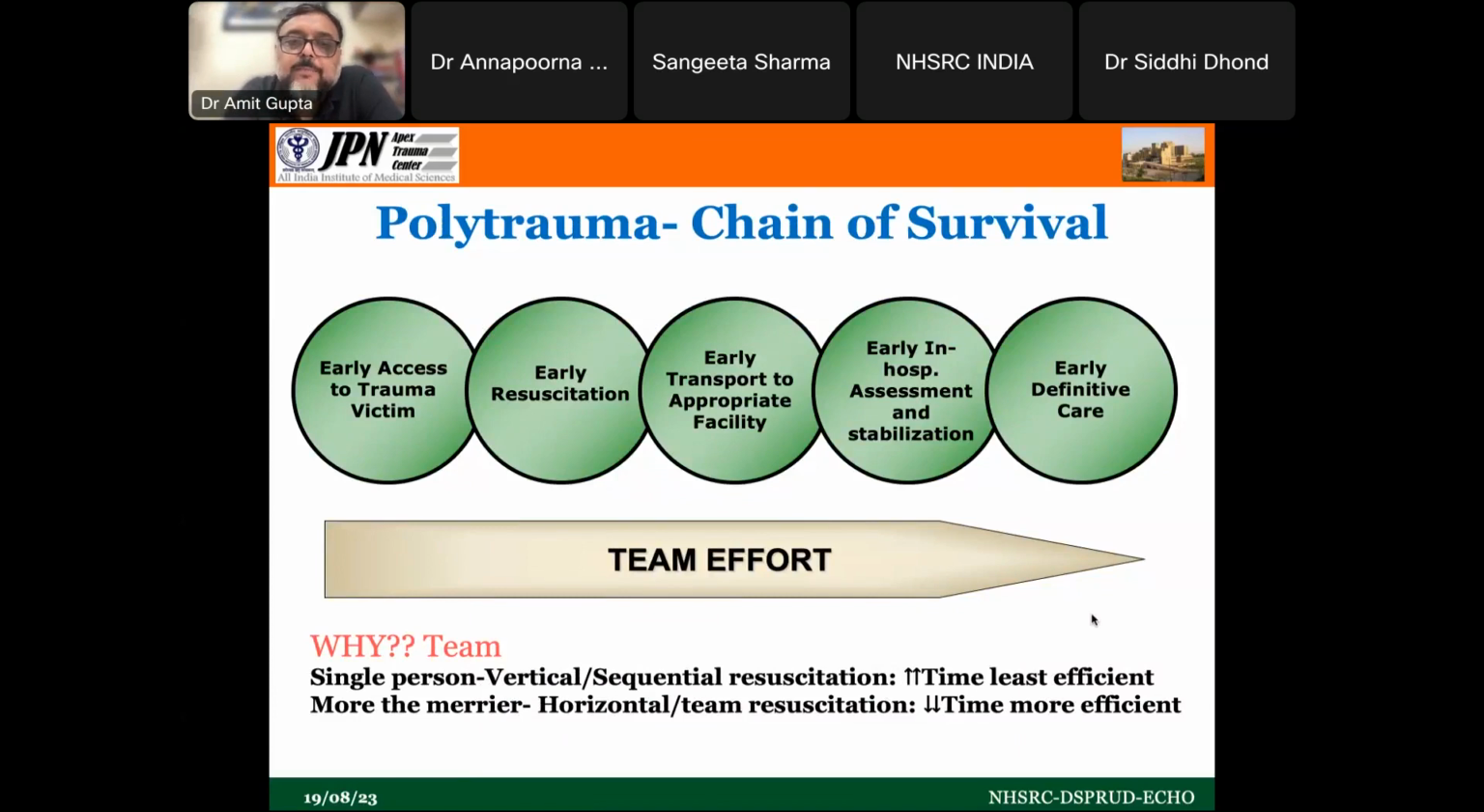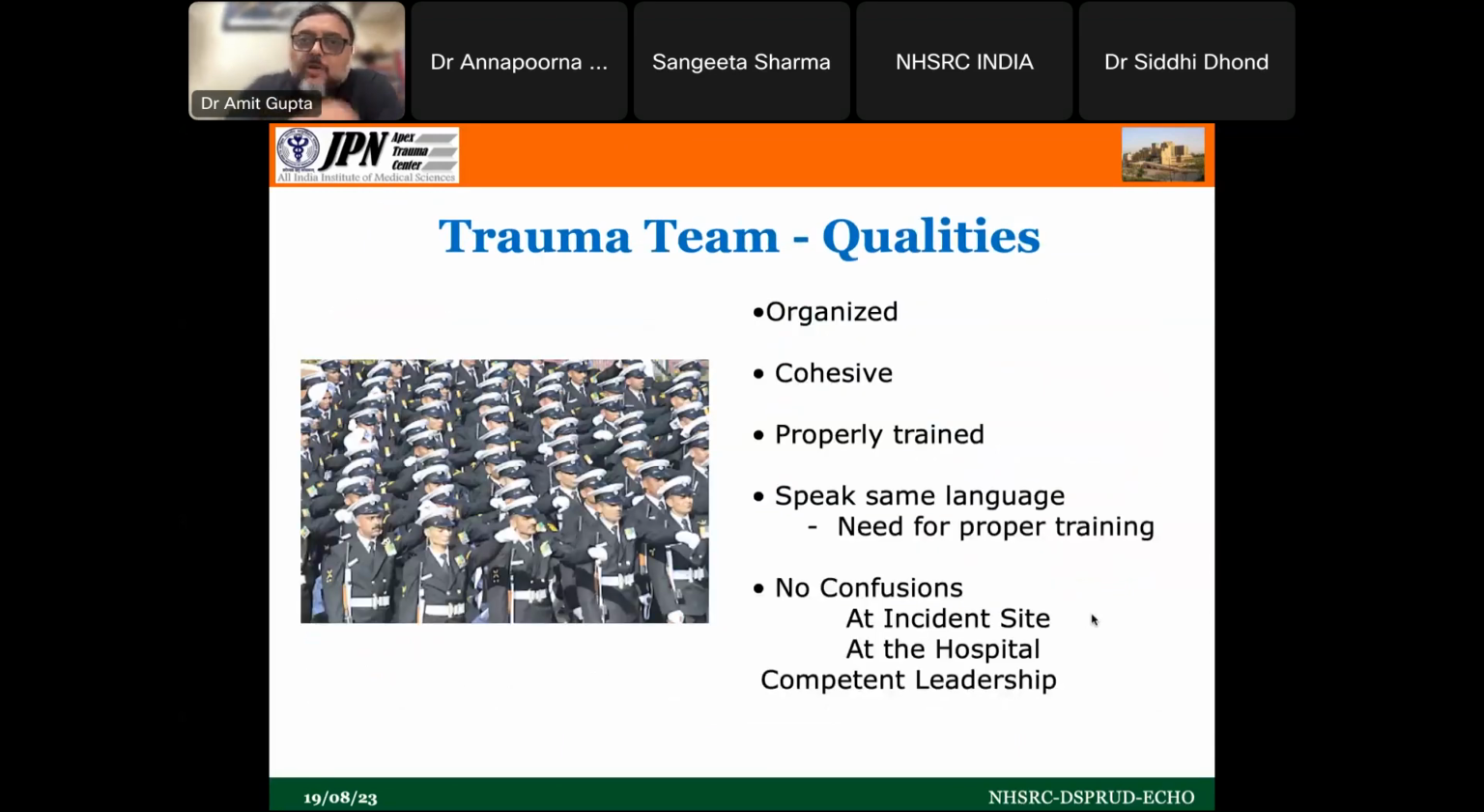simultaneously on the same patient. But if that is not there, then you should work vertically. That's what we know as horizontal resuscitation or team resuscitation. But even if a single person along with some help is there, you could still do a resuscitation the ABCD way, or in a vertical manner, right? So a trauma team generally is an organized, cohesive team. It is properly trained. It speaks the same language.